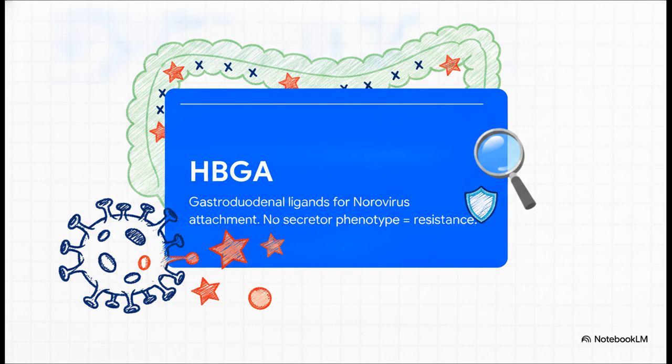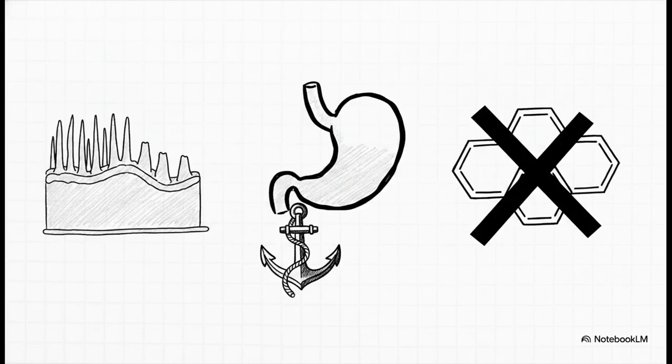Okay, let's dive into this. How does norovirus actually pull this off? It hijacks these things called histo-blood group antigens, or HBGAs, which sit right there on your gastroduodenal epithelium. Think of them as the essential landing pads or ligands for the virus. Now here's a highly testable fact. People who lack the secretor phenotype literally don't express these specific antigens in their gut, and because of that, they actually get a relative resistance to norovirus infection. Pretty wild, right?